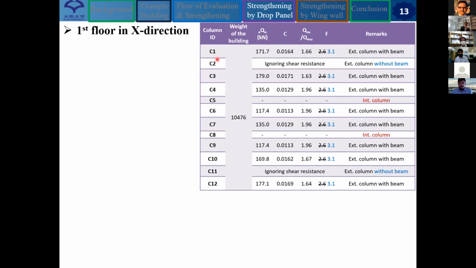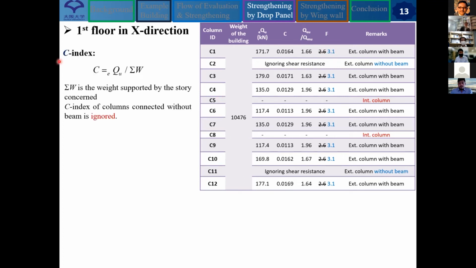So total 12 columns were used, and here the C index and F index are showing. So this is actually the same as the existing building. After retrofitting, the ductility index is improving from 2.6 to 3.1, which increases the seismic capacity. The C index was calculated according to this equation, where QU is the column shear resistance, and the summation of W is the weight supported by the story. The C index of columns connected without beam is ignored.